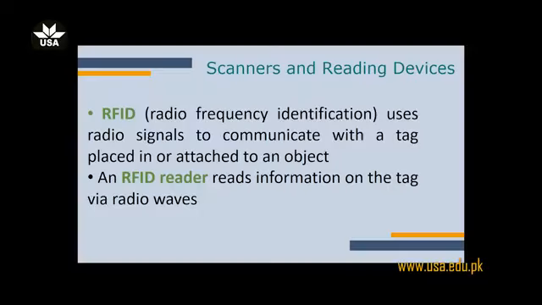Next is RFID. Radio frequency identification uses radio signals to communicate with a tag placed in or attached to an object. An RFID reader reads information on the tag via radio waves. We use RFID to track time of running in a marathon. We track location of people and other items. We check and manage inventories. These are examples of our RFID usage.